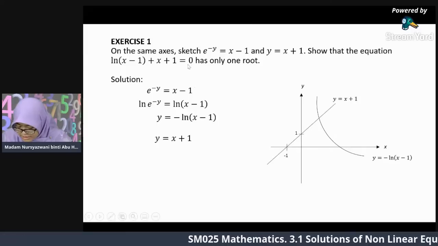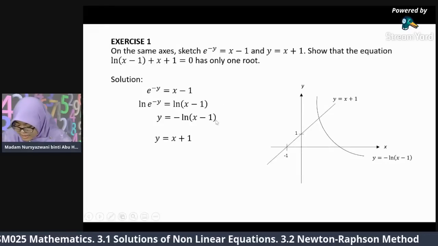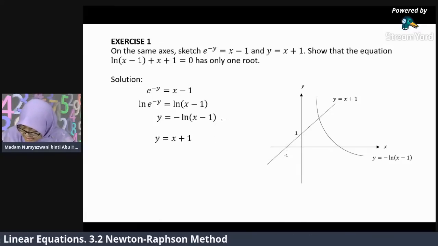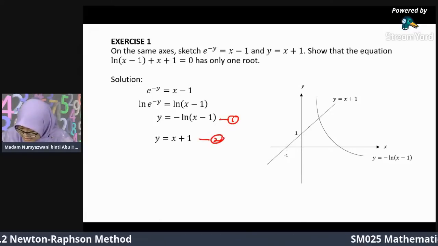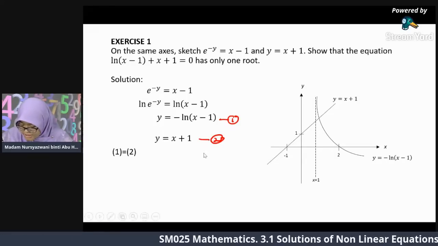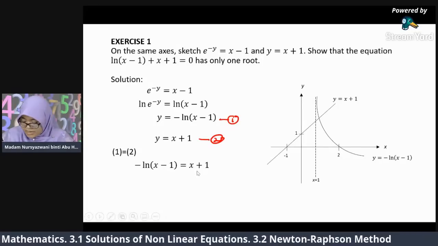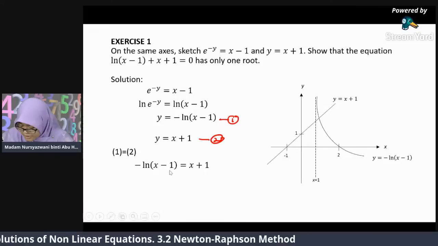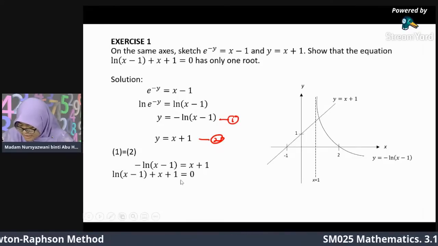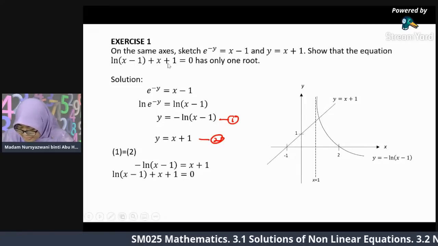Okay, so kalau awak tengok kat sini, persamaan ni adalah gabungan kedua-dua persamaan yang diberi ni. So let's say this is the first equation and this is the second equation. So we equate the first and second equation and we get negative ln x minus 1 equal to x plus 1. And now we move negative ln x minus 1 to the right hand side and we get ln x minus 1 plus x plus 1 equal to 0. So kita dapatlah persamaan yang soalan minta.